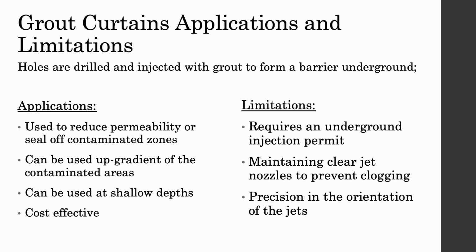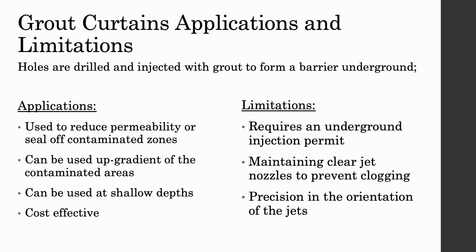Grout curtains, which are another method of containment, are when holes are drilled and injected with grout to form a barrier underground. Some applications of grout curtains are that they are used to reduce permeability or seal off contaminated zones. They can be used up gradient of the contaminated areas to prevent clean water from migrating through waste, or down gradient to limit migration of contaminants. They can also be used at shallow depths, a maximum of 30 to 40 feet. They are also cost effective.